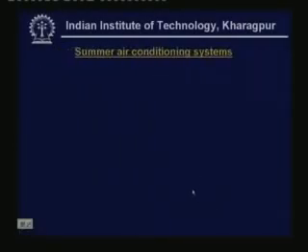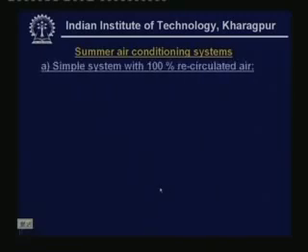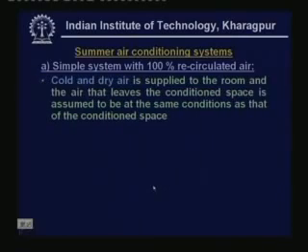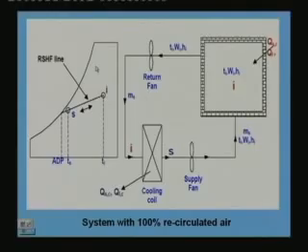Now let us begin with summer air conditioning systems. First, let us take a simple system with 100% recirculated air. So, okay, let me first describe the system. As I said, this is a simple system with 100% recirculated air. That means we are not throwing any air, nor are we adding any outside air. So, the same air is flowing through the system again and again. Okay, you can see that it is a closed system as far as air is concerned.